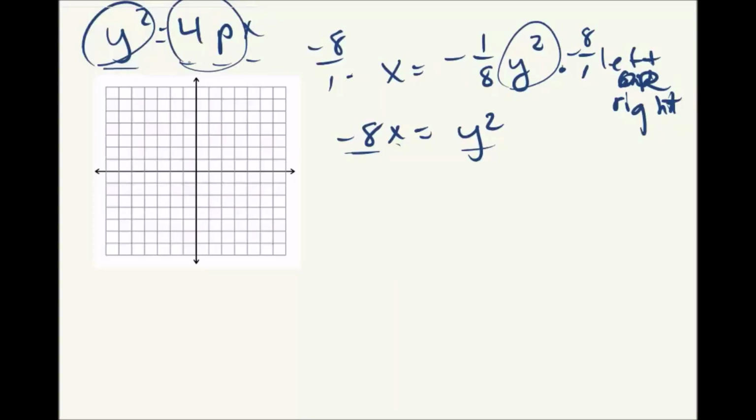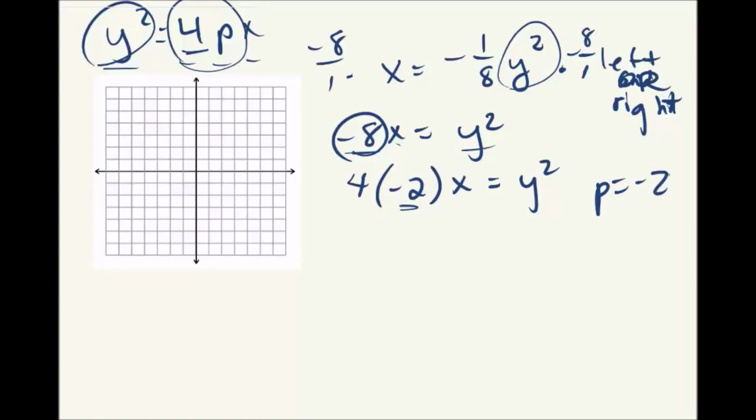How did they get negative 8 out of it? Well, negative 8 is actually 4 times negative 2 with that x in front, like that. So it's 4 times negative 2, that's how we got this negative 8, equals y squared. So p has to be equal to negative 2.